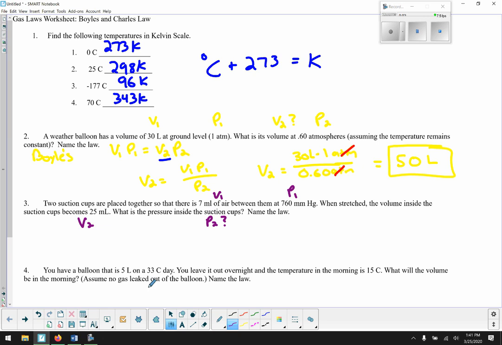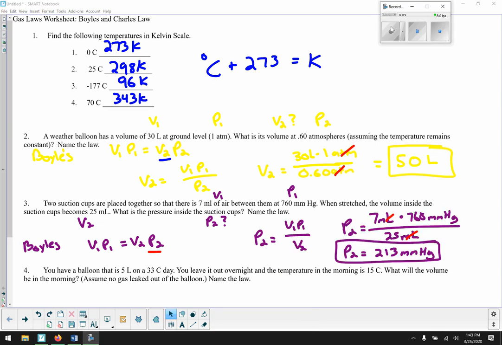Again, we're dealing with volume and pressure, so it's going to be Boyle's law. V1 P1 equals V2 P2. And this time, we're looking for pressure too. So we're going to rearrange it and plug in all the numbers. And I will do that and come back.